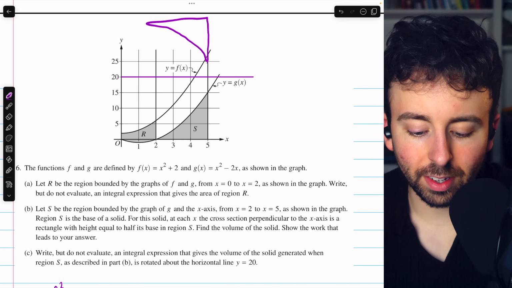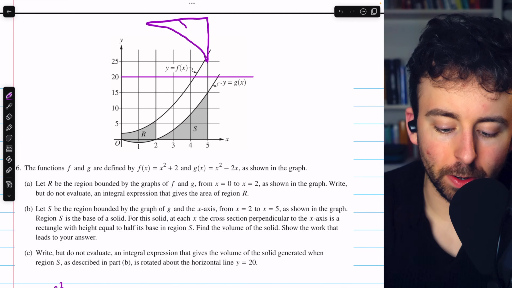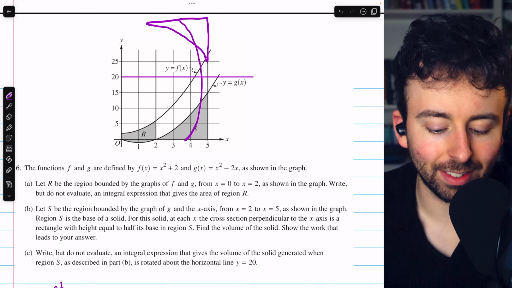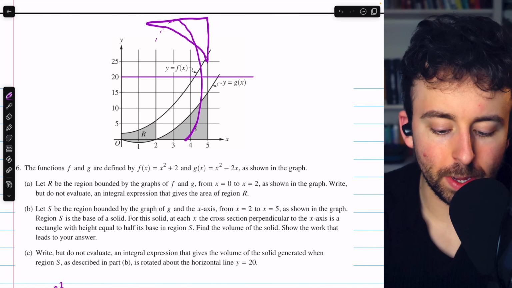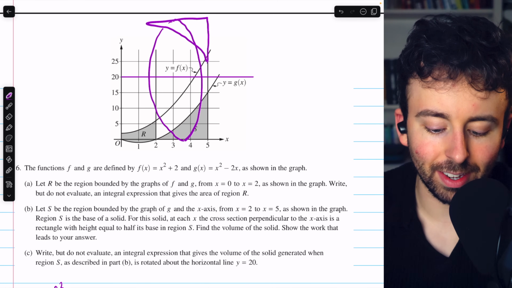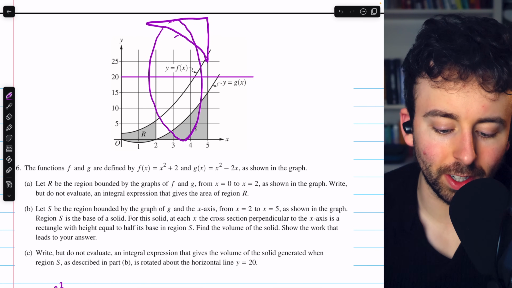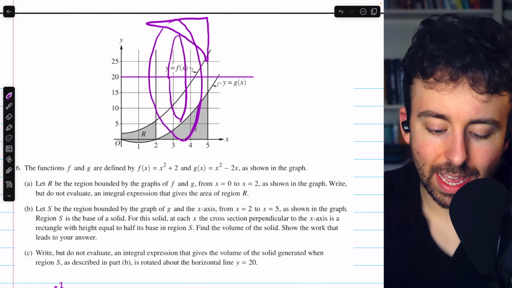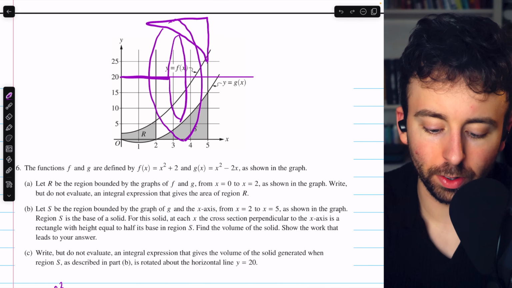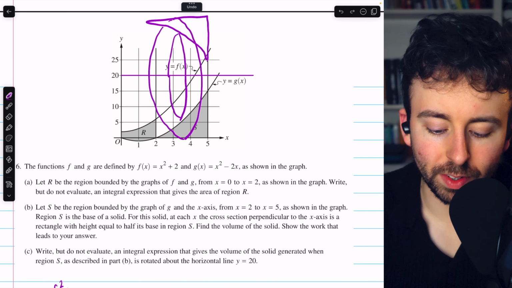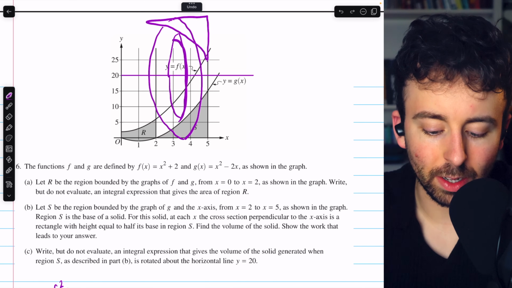And then the circular cross sections of the resulting solid would be washers. They'd have exteriors traced out by the x-axis revolving about the horizontal line. But then the interior would be cut out by this guy revolving about the horizontal line. So we would have a circular cross-section that looks something like this. Again, the outer part of the washer is traced out by the x-axis revolving about the horizontal line, but then the inner part is carved out by this curve revolving about the horizontal line at y equals 20.